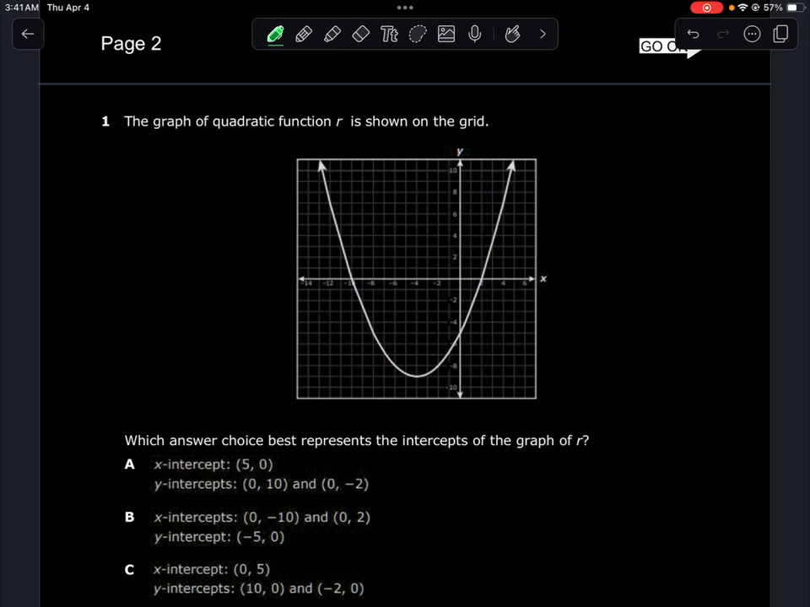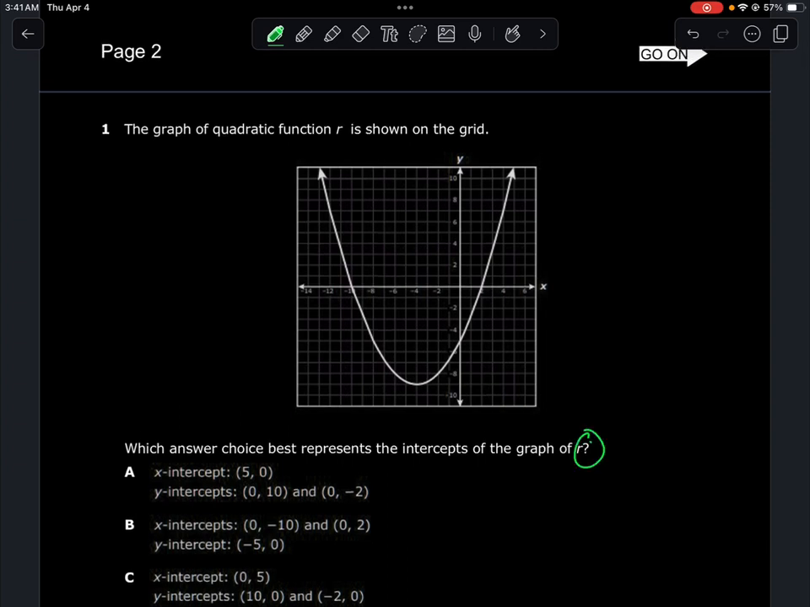Number 1. The graph of the quadratic function r is shown on the grid. Which answer choice best represents the intercepts of the graph of r? Whenever we see a question mark, we read that sentence extra carefully. The keywords here are "which answer choice best represents." So best represents, okay.